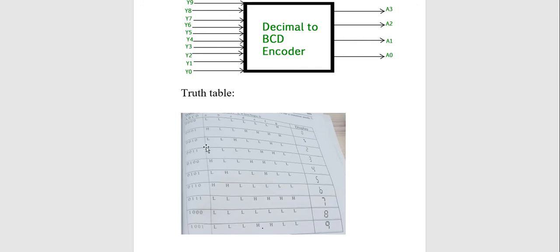After that, this is the truth table of the BCD to decimal decoder. See students, if your input is 0 0 0 0, at that time it is calculated in the form of the 8421 pattern.